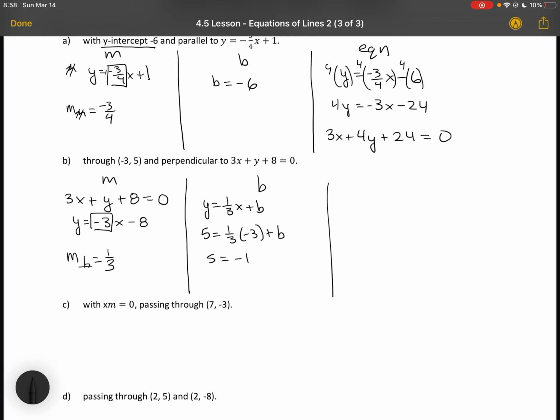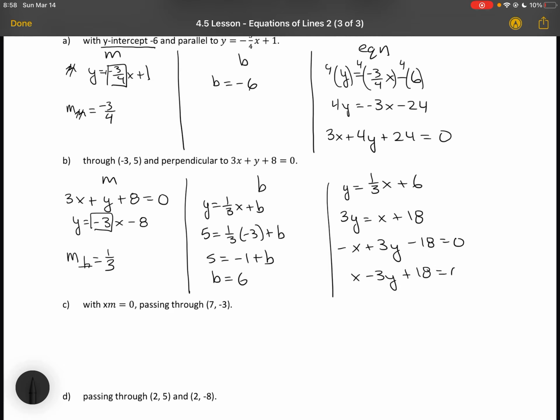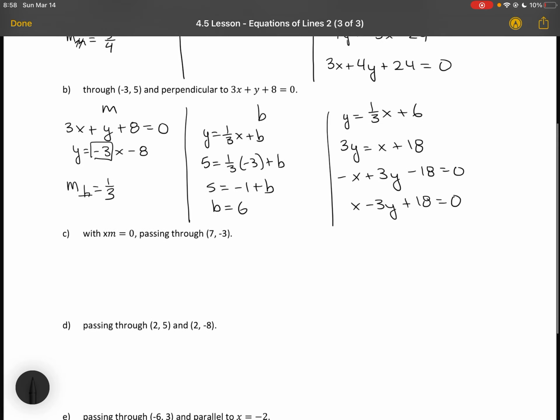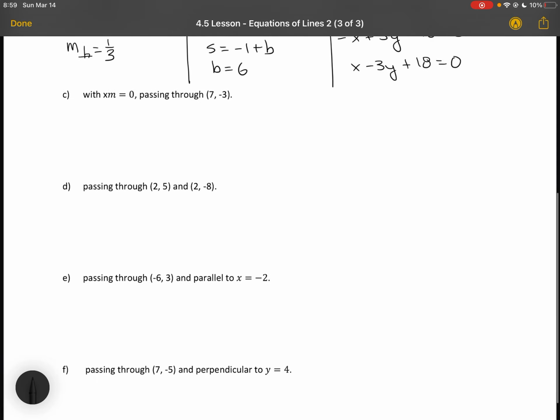So 5 equals -1 plus b, which means b equals 6. Now I can write my equation as y equals 1/3x plus 6, multiplying by 3 to get rid of the fraction, moving everything over onto the left-hand side, and then multiplying through by -1 to ensure that the a value is positive. The next 4 examples are going to look at horizontal and vertical lines.